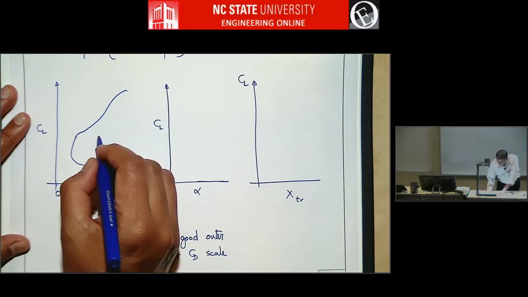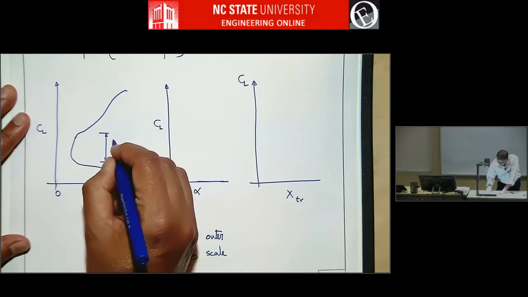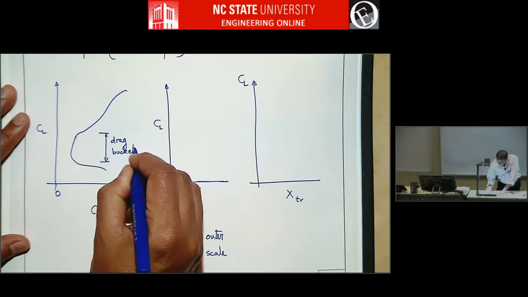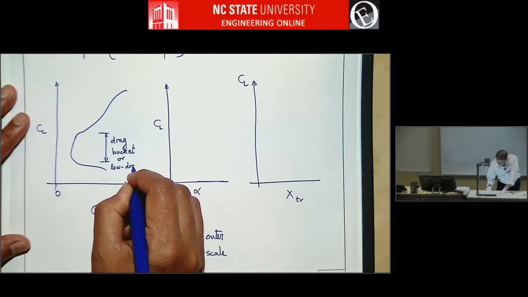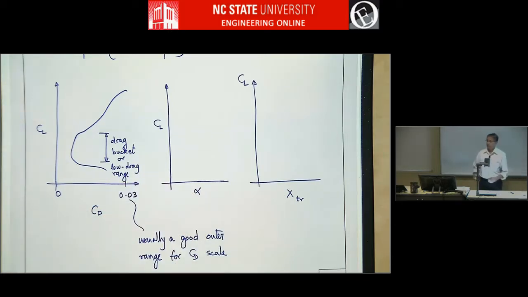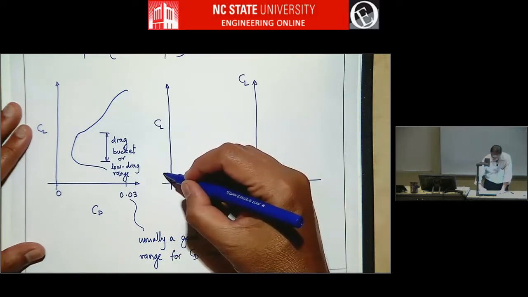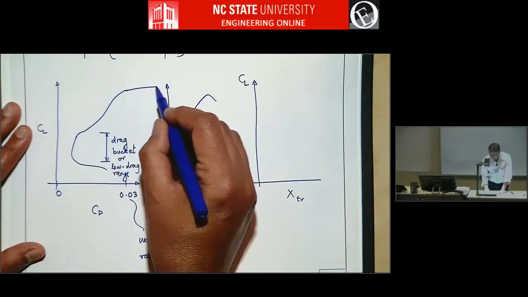Now this region is called the drag bucket. Some people call it low drag range. It is the range of lift coefficients at which drag coefficient is small. The CL alpha curve may look like this, and this curve is going to go like this, right?